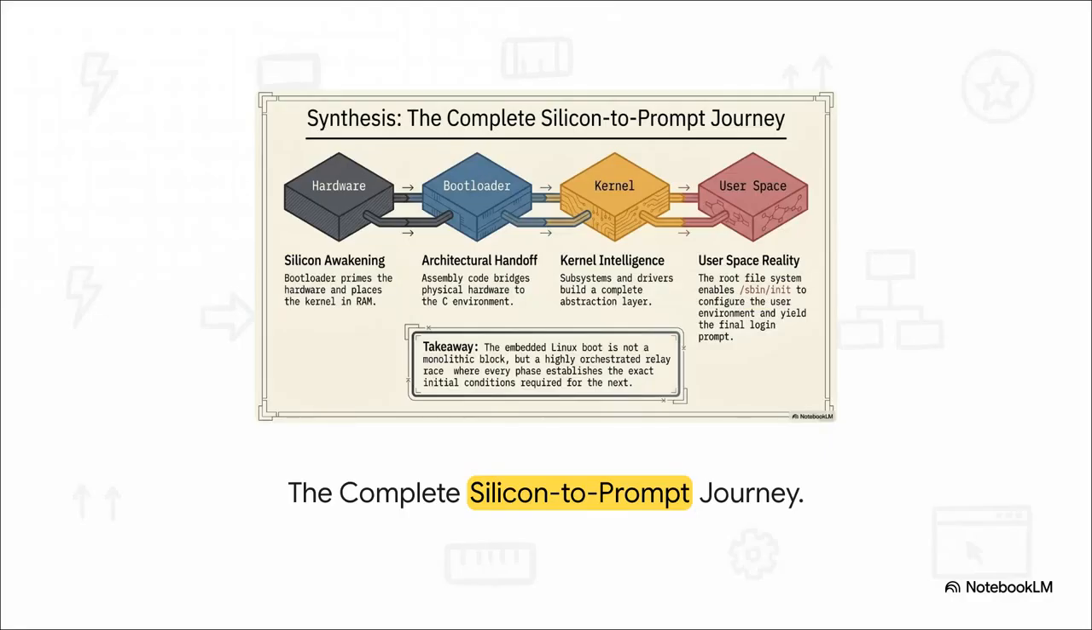So, looking back at this complete journey, it's pretty clear that the embedded Linux boot is definitely not just some monolithic block of code turning on. It really is a highly orchestrated relay race. The bootloader primes the hardware and places the kernel. Then the kernel builds the abstraction layers and drivers. And finally, the root file system allows user space to take over and hand you that final prompt. Every single phase establishes the exact initial conditions required for the next runner to succeed.